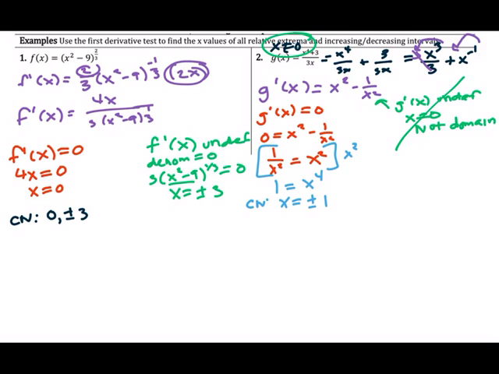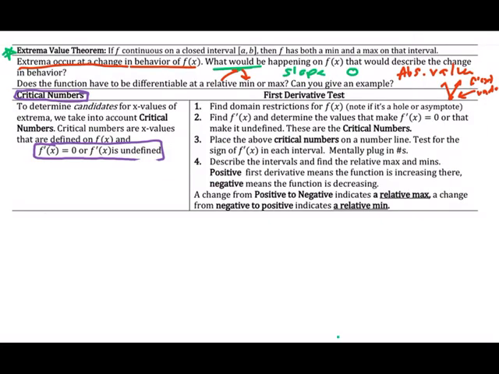So to find the critical values, or the critical numbers, first identify any domain restrictions, then find the derivative, set the derivative equal to 0, and figure out where the derivative is undefined. So if we go back to this slide before, we have just done steps 1 and 2. We have found the domain restrictions, we have found the derivative, where the derivative is 0 or undefined, which is called finding our critical numbers.